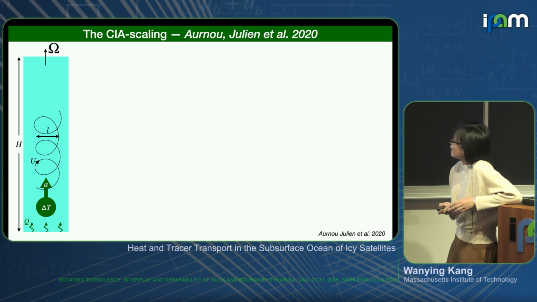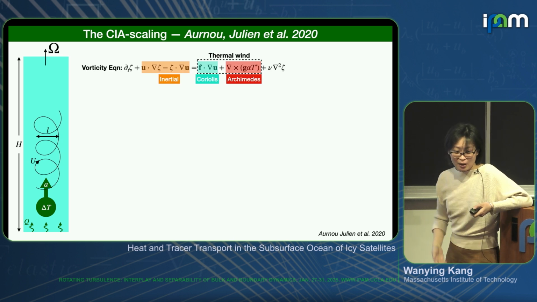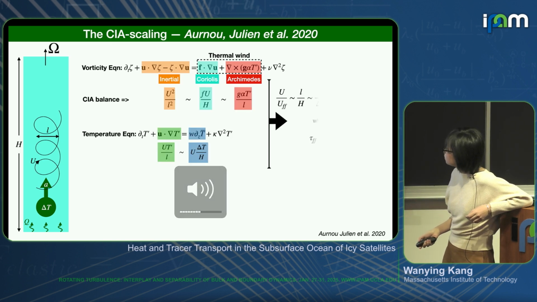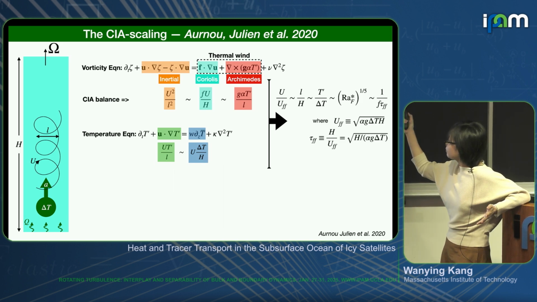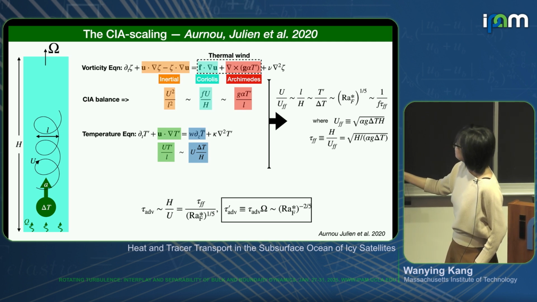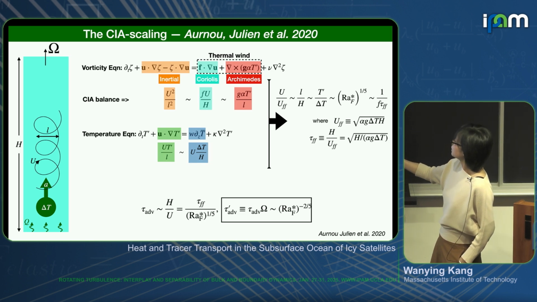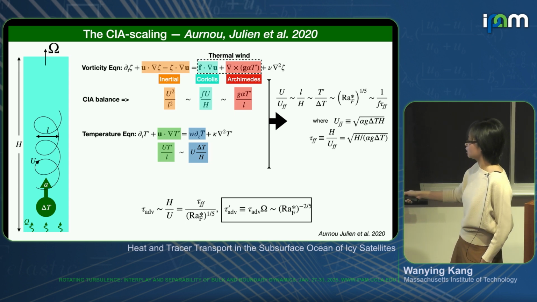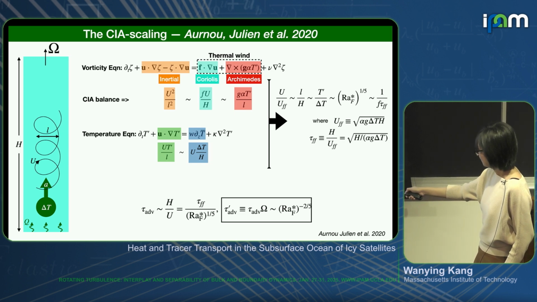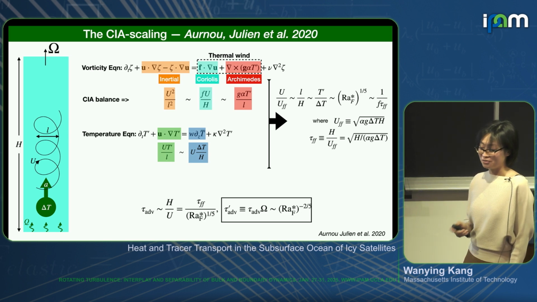Okay. So then there's another scaling, the CIA scaling, which is inspired by Arnold, Julien et al. 2020. So I don't need to talk too much about the details. Basically, you just write down the balance between CIA and you solve it. And you will realize that U over U_FF, the characteristic velocity, scales with the free-fall scaling times this factor. And then we get a different advection timescale, which is proportional to the modified flux Rayleigh number to the power of -2/5, not 1/5, okay?